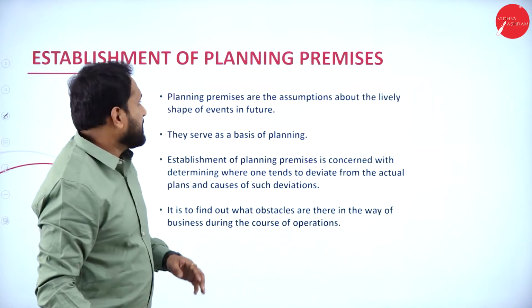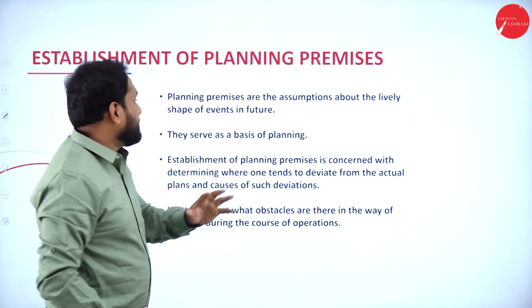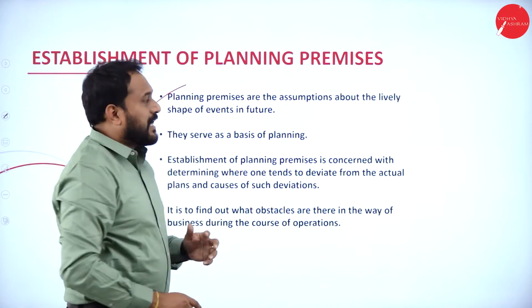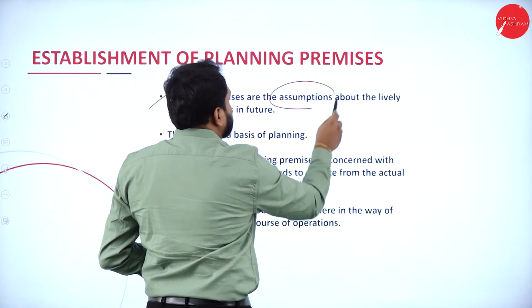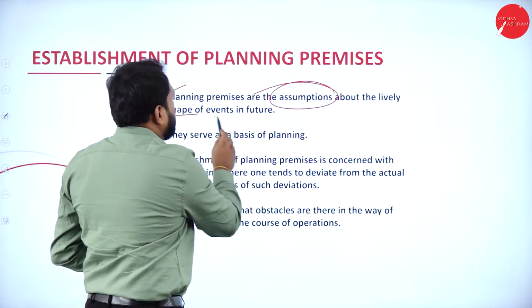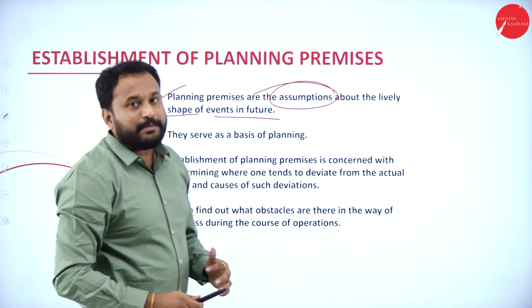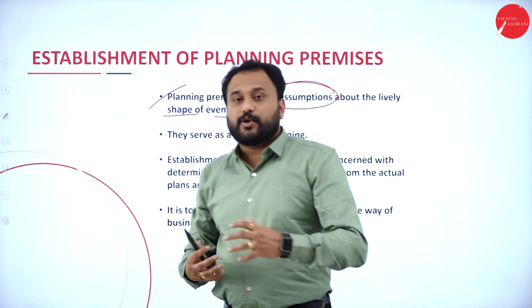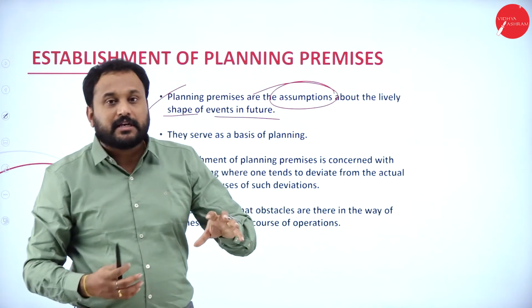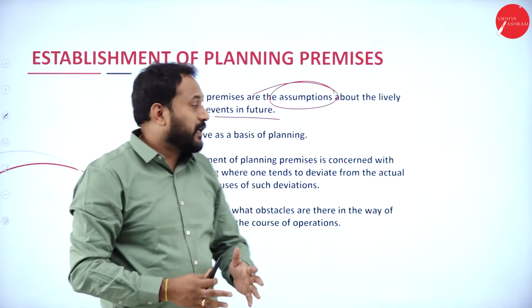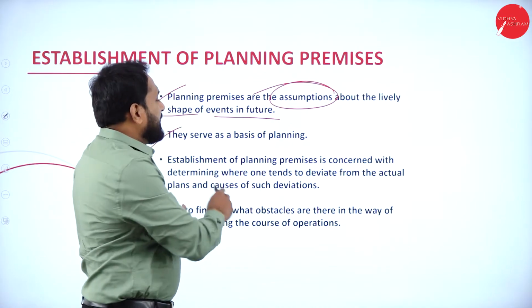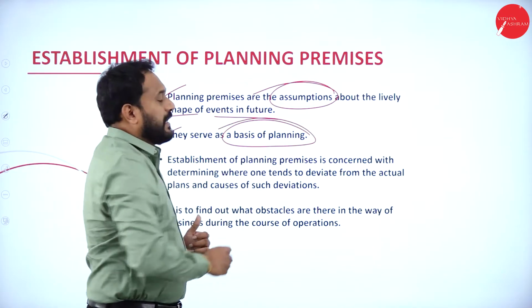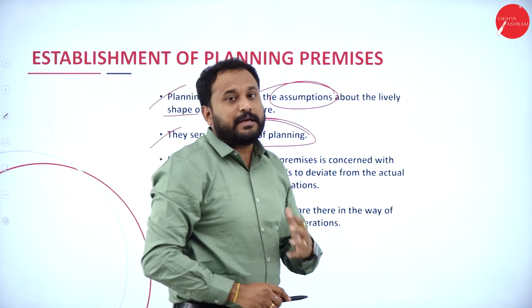The second one is establishment of planning premises. Now, planning premises are the assumptions about the likely shape of events in the future. So with premises, you assume that these are the things that can happen. So you will go with what? So many predictions in that kind of a small boundary. And the next one is they serve as a basis of planning.